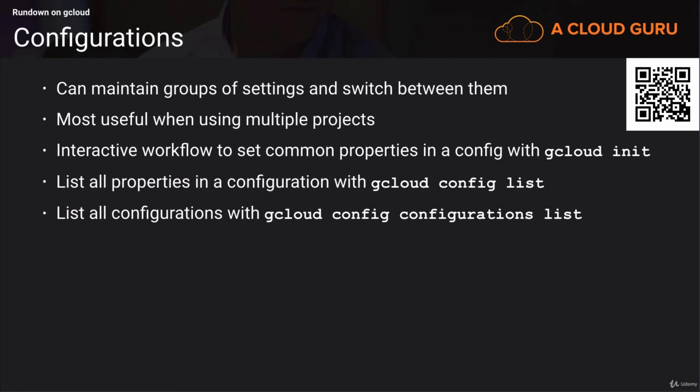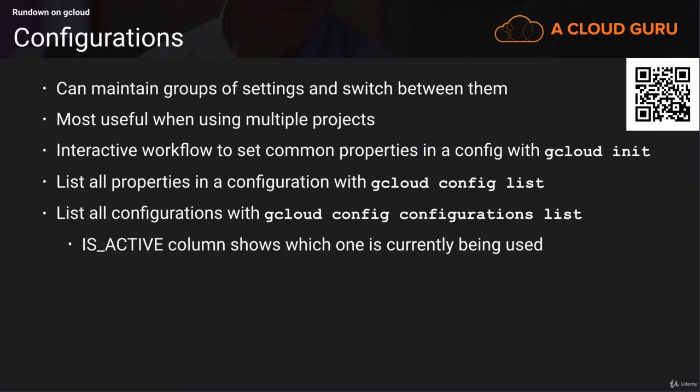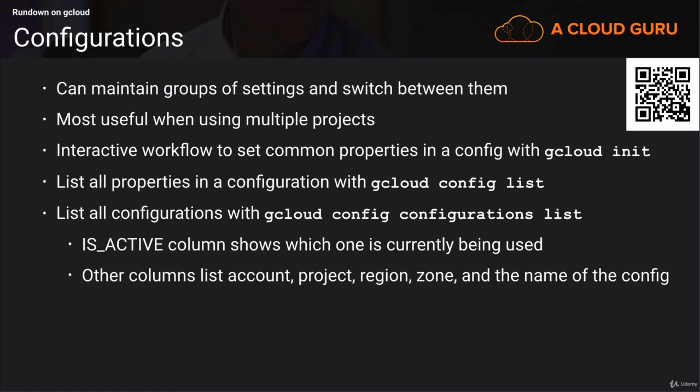Remember that gcloud init is going to ask you a bunch of questions to set a bunch of properties. gcloud config list will show you all of the properties that are set in that configuration. And if you want to see which configurations you have, you need to specify gcloud config configurations list. Now, when you do run this last command, you get a table of all the configurations, and one of the columns that shows up is called isActive. This column will tell you which one of your configurations is currently being used, and the other columns in that table will show you what the account, project, region, zone, and name of the config are.